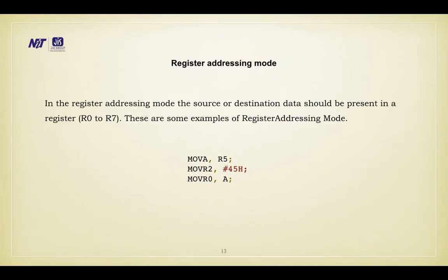Register addressing mode. In the register addressing mode, the source or destination data would be present in the registers R0 to R7. These are some examples of register addressing mode. MOV A, R5. MOV R2, #45H. MOV R0, A.